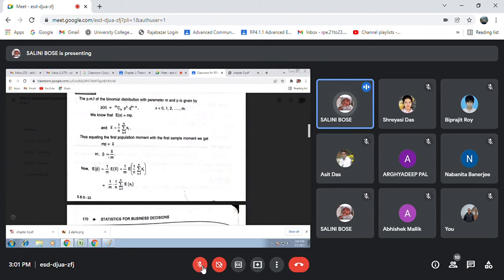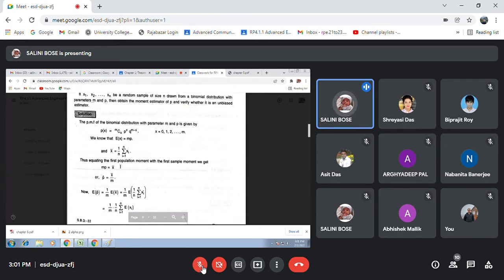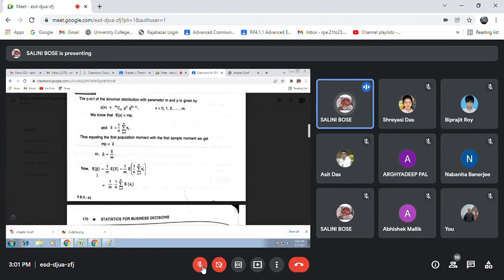So expected value of P cap. I have to ensure whether my P cap will estimate my population P. That is my motto, that is why we have taken the expected value of P cap. Expected value of P cap will be equal to expected value of X bar by M. So we can write 1 by M, E of X bar. You know the formula, E of summation of i equal to 1 to n Xi by n. So this is 1 by M, and again you take 1 by n outside: 1 by M into 1 by n, summation of E of Xi.